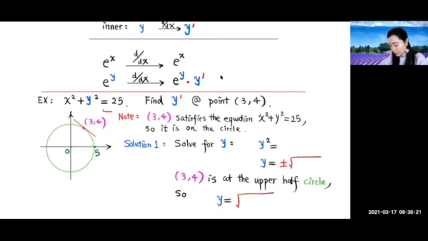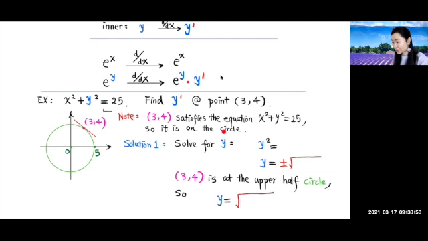Okay. So I start with this equation. We try to find y prime at this point (3, 4). Notice that this equation is the equation of a circle centered at the origin with radius 5. This point over here satisfies this equation. If you substitute x equals 3, y equals 4 into this equation, it is true. So this point is on the circle.